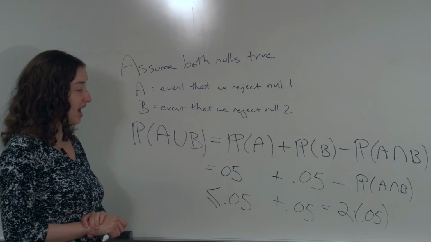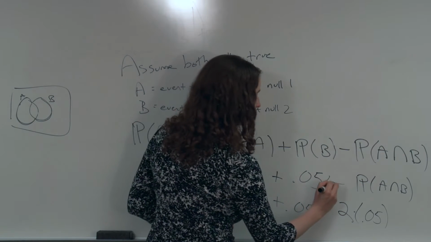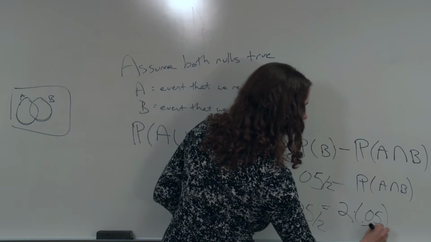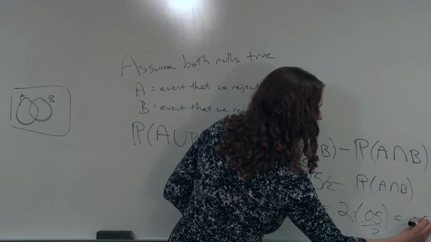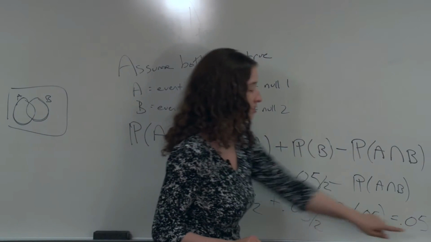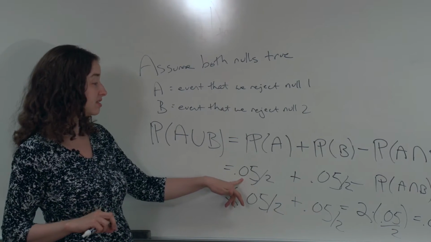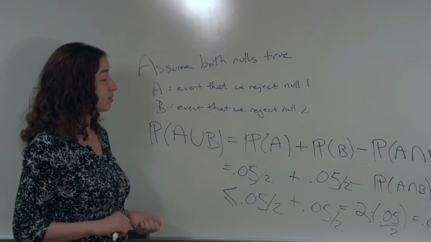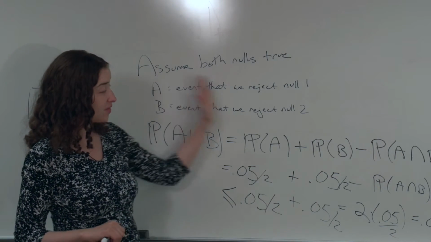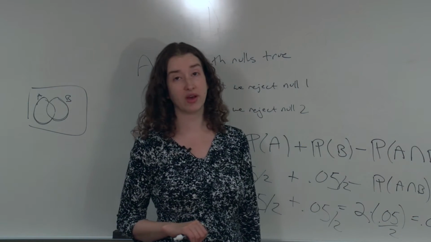Note that if I replace each of the 0.05s that I have here by 0.05 divided by 2, then I've said that the probability of A or B is less than or equal to 0.05, right? If I had said that we're going to use as our p-value cutoff for the first test 0.025, and I had said that we're going to use as our p-value cutoff for the second test 0.025, then if I had gone through this entire calculation, I would have ended up with 2 times 0.025, which is equal to 0.05.